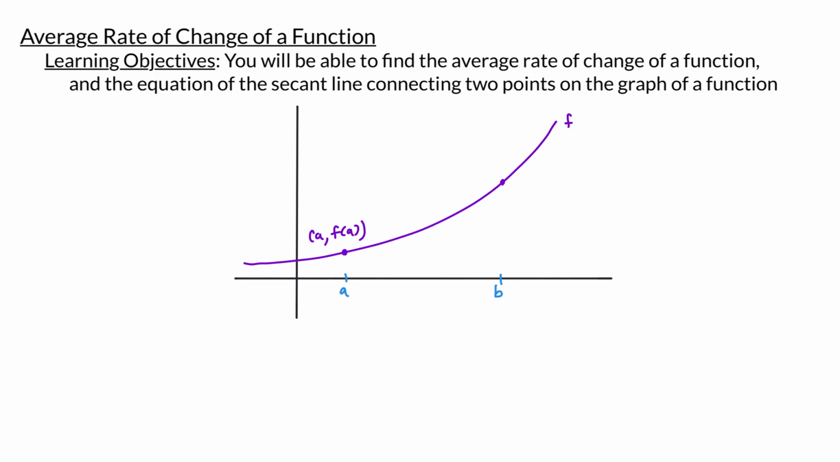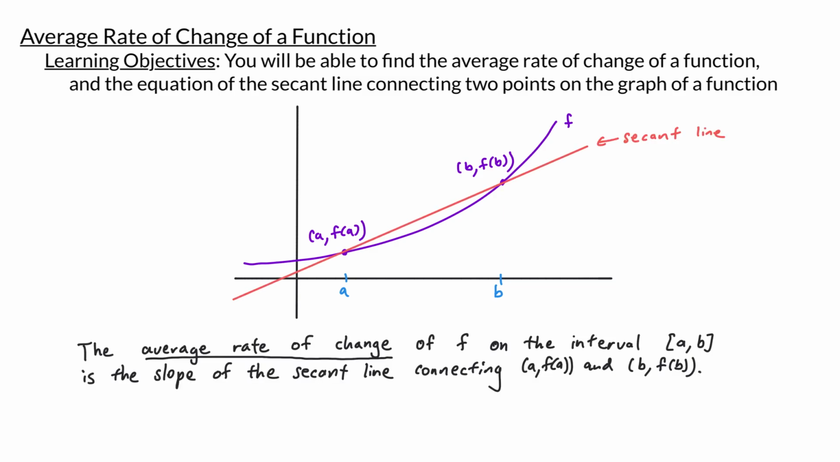Similarly, at this point, we know that the x-coordinate here is b. The corresponding y value would be the output of the function at b. So our second point here has coordinates b, comma, f of b. Now, if I want to find the average rate of change for my function on the interval from a to b, I need to look at the secant line connecting those 2 points on our graph, which looks like this. Again, what we learned last video is that the slope of this secant line is the average rate of change.